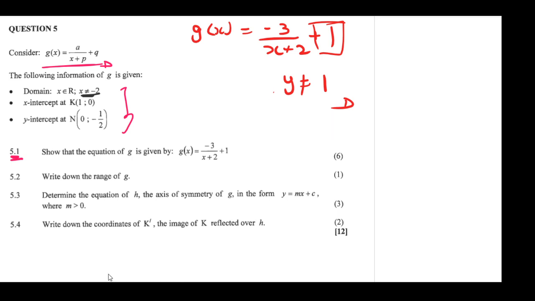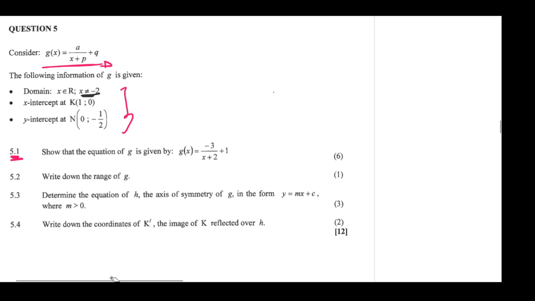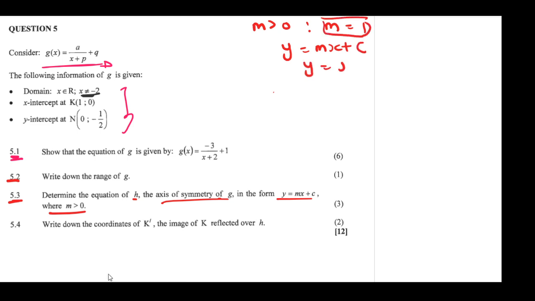And then let's go to 5.3. So we're done with 5.2, we're going to 5.3. Determine the equation of h, which is the axis of symmetry of g, in the form y equals mx plus c, where m is greater than 0. If m is greater than 0, we know that the gradient is 1, basically, it's positive. So instead of writing mx plus c, we know our gradient m is equal to 1, so it's going to be y equals x plus c.